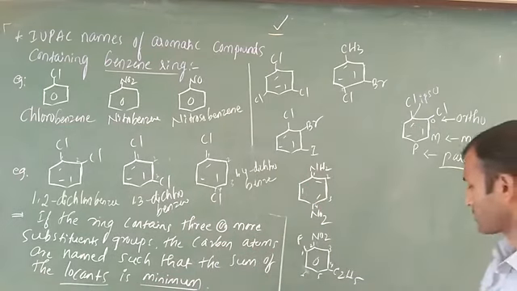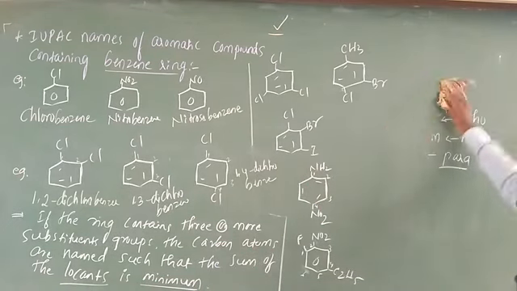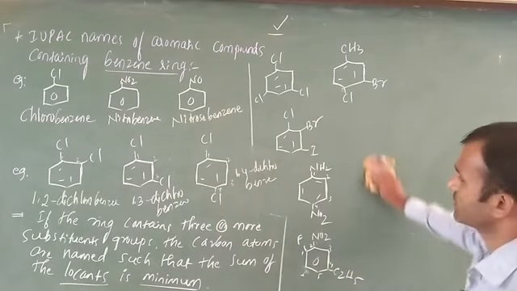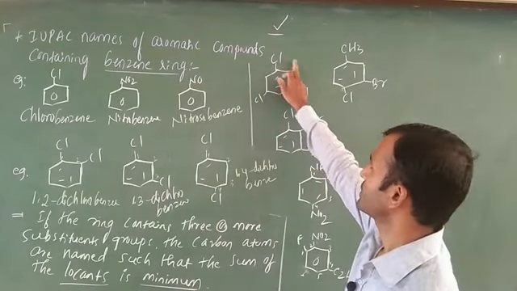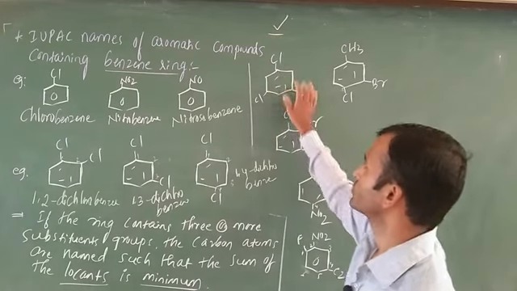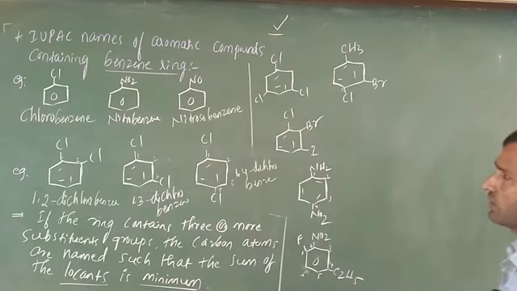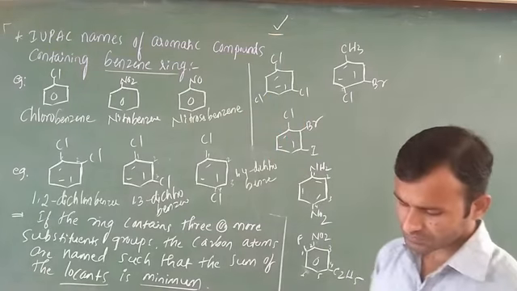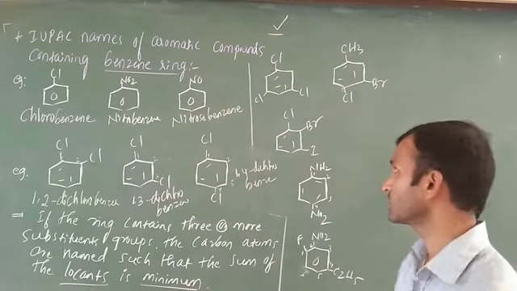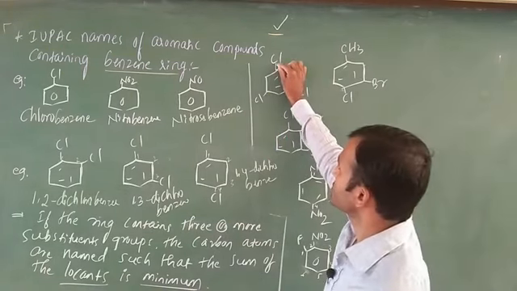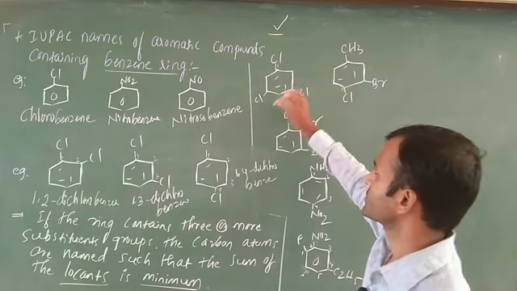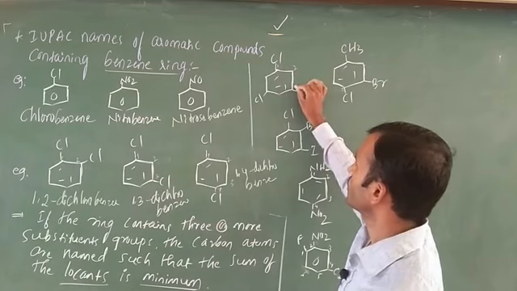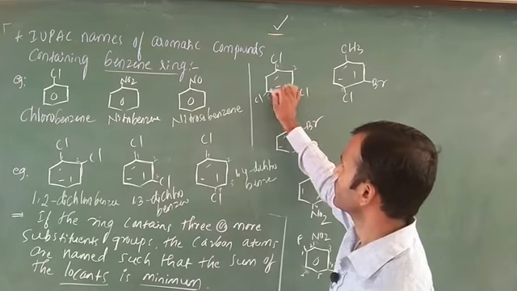Next, some examples are there. I am going to remove this one. Here is the first example. How many substituent groups are there? 1, 2, 3. 3 substituent groups are there. Now tell me, what is the IUPAC nomenclature of this one? I am going to take this as ipso, this is ortho, this is meta. This is 1, this is 2, 3, 4, 5, 6.